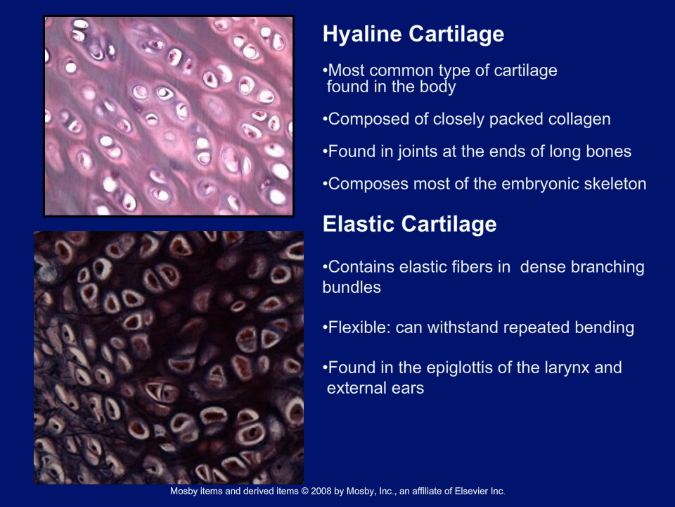Now, our first type of cartilage is hyaline cartilage. Hyaline cartilage is the most common and abundant type of cartilage in the body. We find it, for example, in the nose. We also find it in the sternum. And hyaline cartilage is composed of closely packed collagen fibers, but we can't usually see the fibers. What we do see is sort of this glossy, glass-looking material that has holes in it like Swiss cheese.